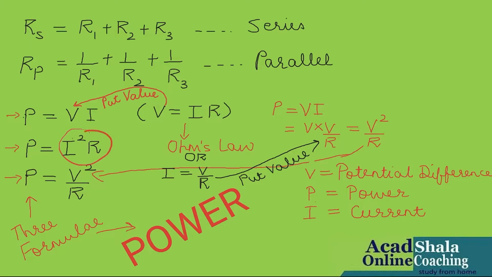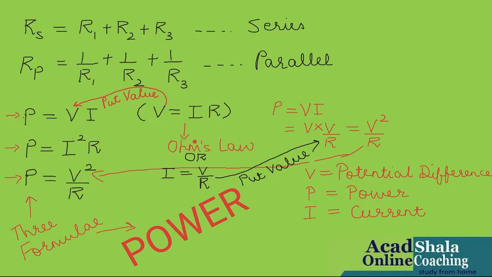How did we get this? After placing the value of V equal to IR in this, that is, instead of V, I have put IR, I got a new formula for power, that is P is equal to I square R.